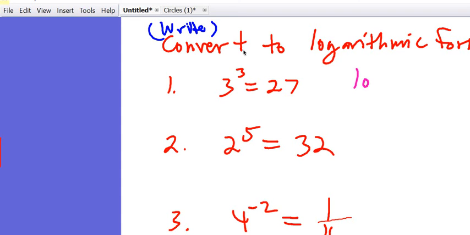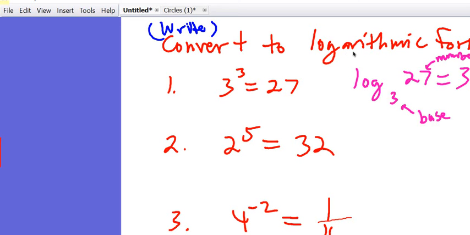Log base 3 of 27 equals 3. And why is that? Because 3 is the base. Because the calculator said it. No. Because 3 is the base, 27 is the number, and 3 is the exponent. So I take those parts and plug it into the basic log form, and I get my conversion. All right?